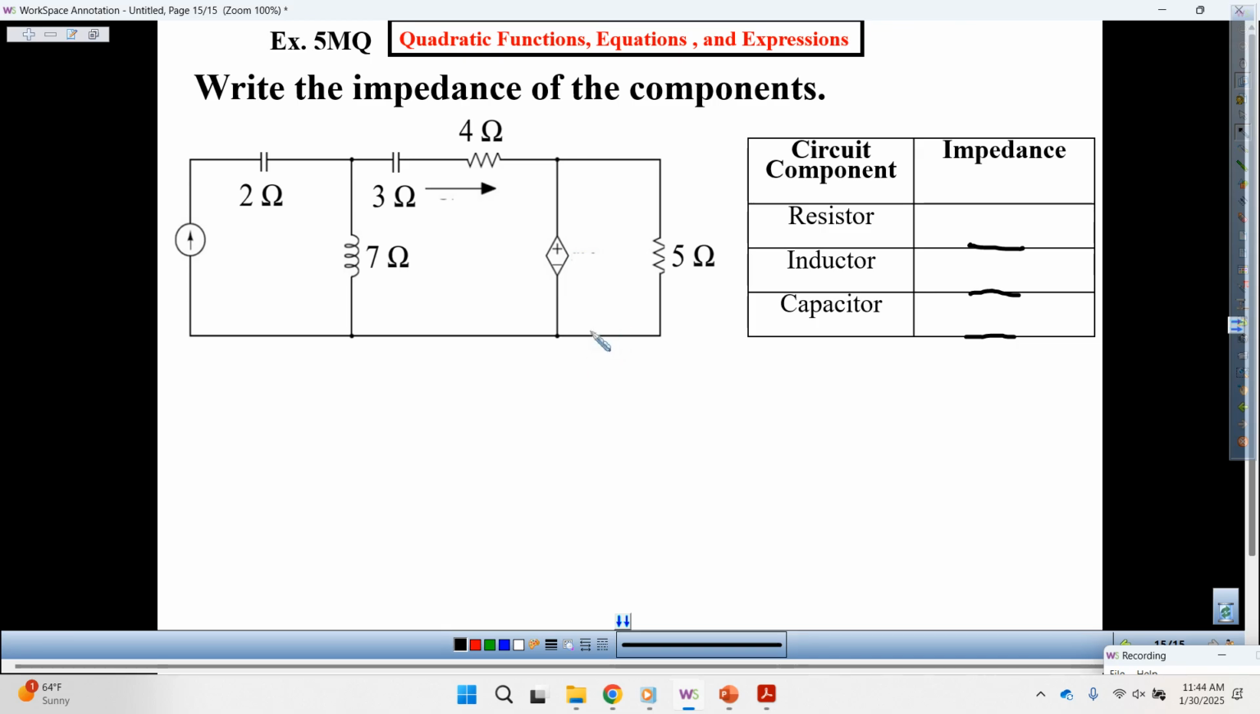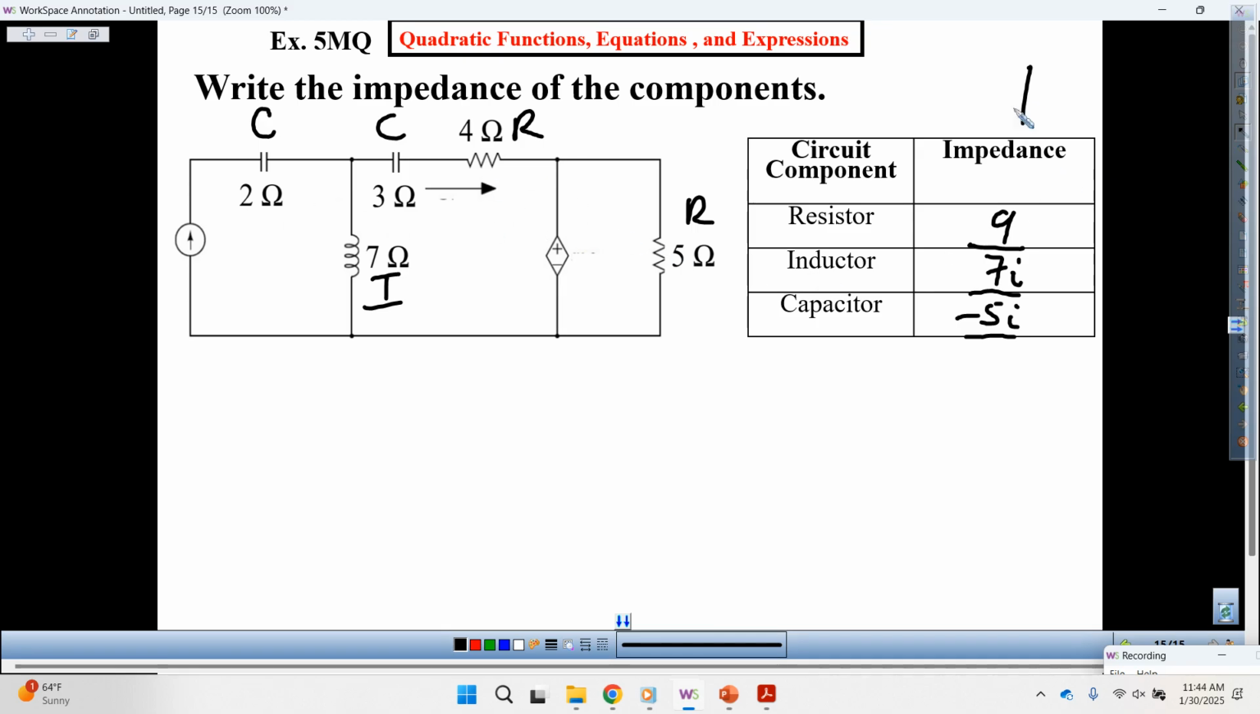Let's go with Renzo. Renzo, what would you write? Oh, let me label it first. We got capacitor, capacitor, resistor, resistor, and inductor. So what do I write here? 9, and here? 7I, and here? Negative 5I. Hands if you got that. That is correct. And what are we doing? Whenever you see more than one, you just combine the ohms or the impedance.